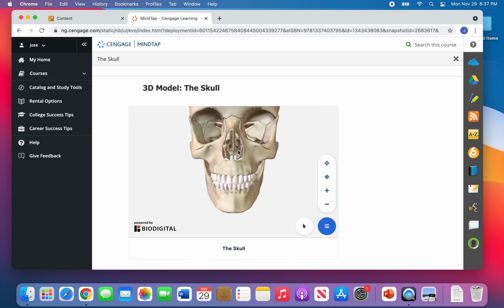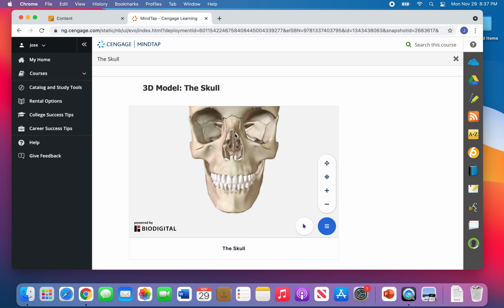And speaking of the nasal septum, we'll be looking here at the nasal bone, located superiorly to the vomer. And the nasal bone here makes up the bridge of your nose, basically.